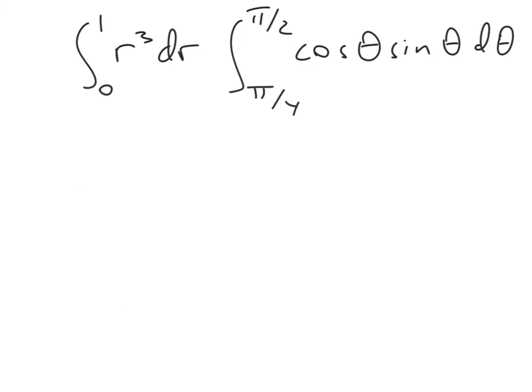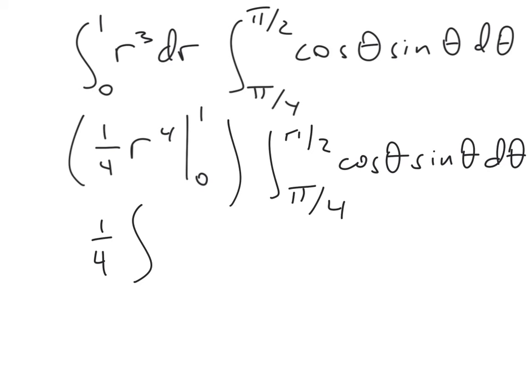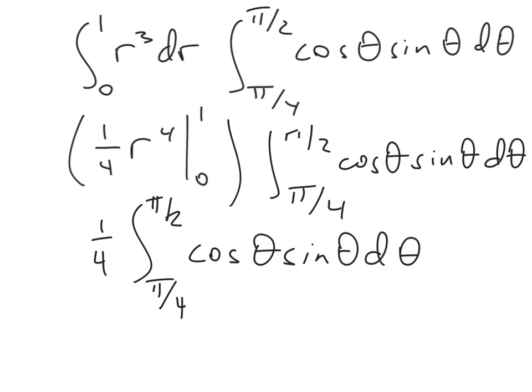The integral of r cubed is 1 over 4 r to the 4th, and that's going to be evaluated from 0 to 1. Okay, and that's going to get multiplied by this other integral, pi over 4 to pi over 2, cos theta sine theta d theta. And so we have 1/4 times the integral from pi over 4 to pi over 2 of cos theta sine theta d theta.